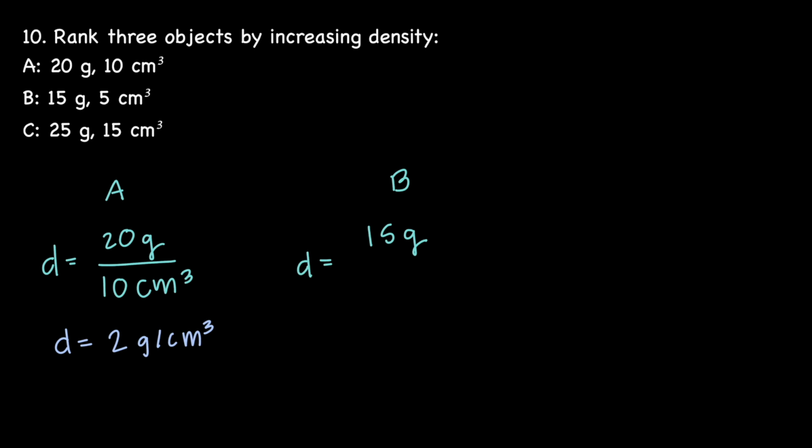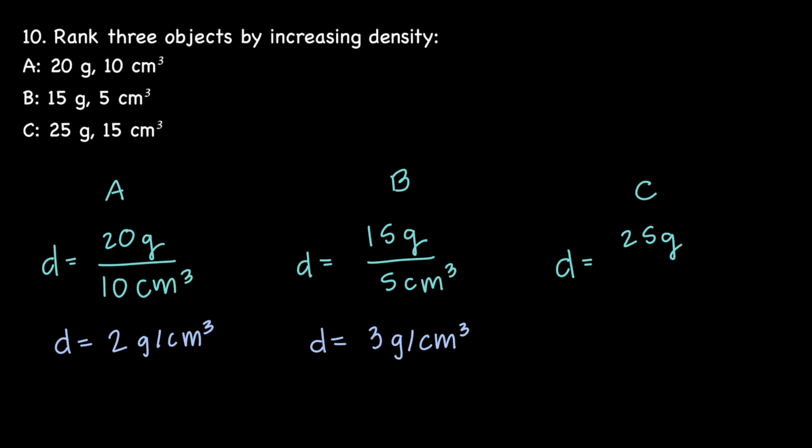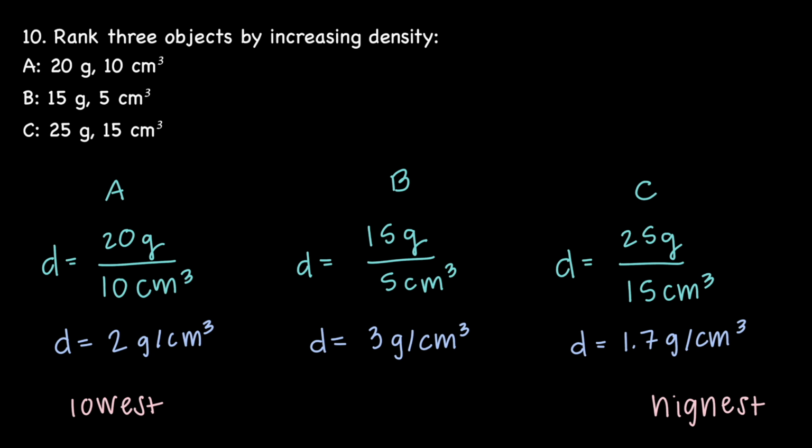Object B has a mass of 15 grams and a volume of 5 cubic centimeters, giving a density of 3 grams per cubic centimeter. Object C has a mass of 25 grams and a volume of 15 cubic centimeters, giving a density of about 1.7 grams per cubic centimeter. Ranking by increasing density will be from lowest density to highest and will correlate with lowest to highest value. The order is C, A, B, with B having the highest density value.